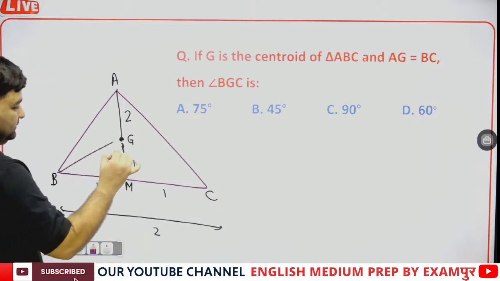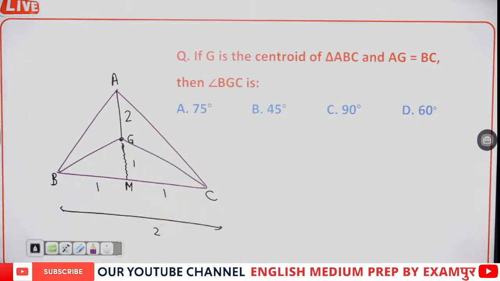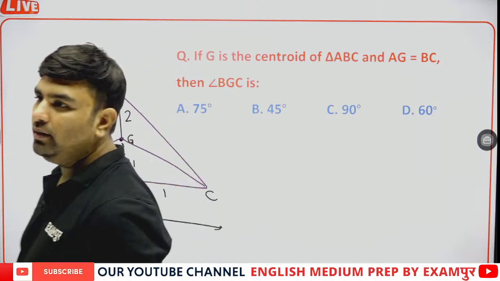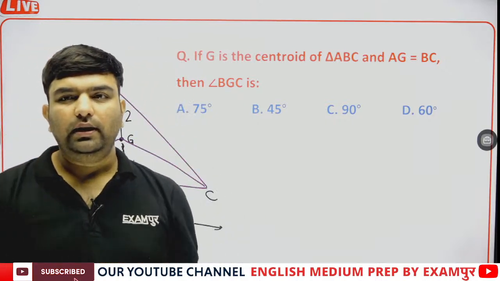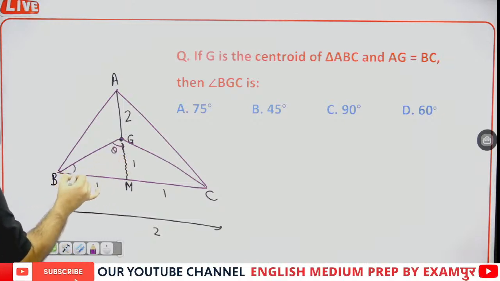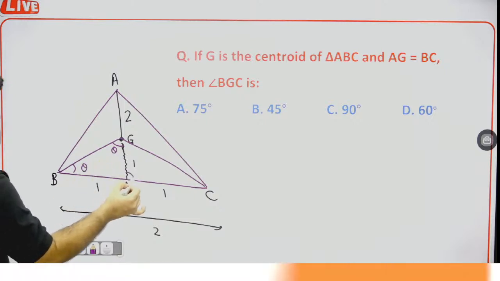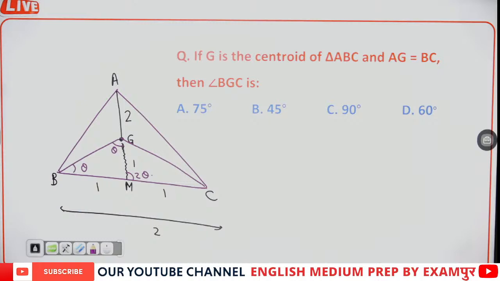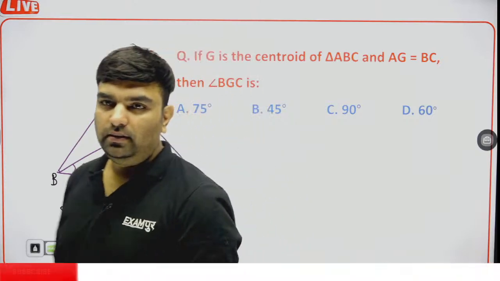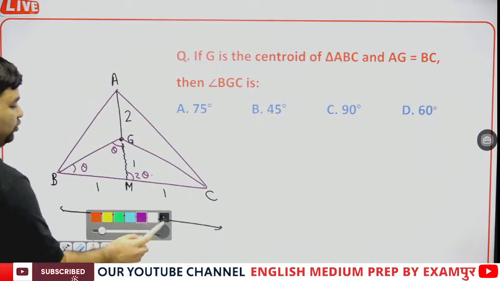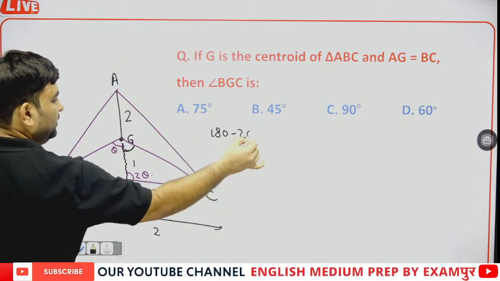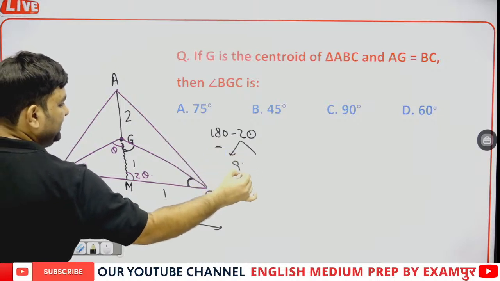I'm doing it with theta. If two sides are equal, angles opposite to them are also equal. So these two sides are equal. This is, let's suppose, theta. This is also theta. Then this is 2 theta, an external angle. After 2 theta, how much angle is remaining? 180 minus 2 theta. Divide into 2 equal parts, 90 minus theta each.